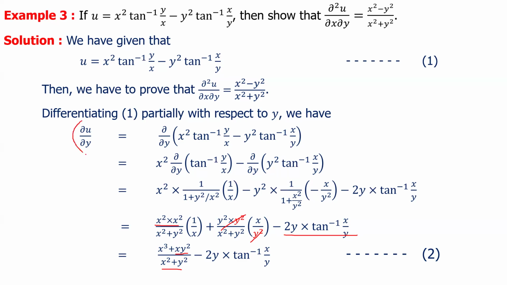This is the partial derivative of u with respect to y. Now if you want to find the second order partial derivative of u with respect to x and y, then we have to again find the partial derivative of del u by del y with respect to x. So let us go ahead.